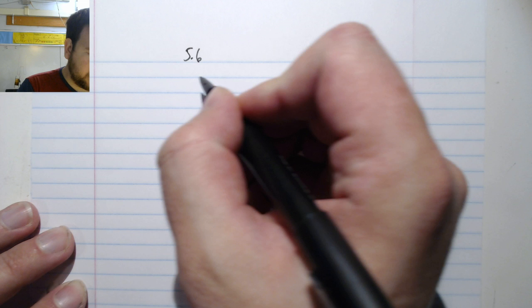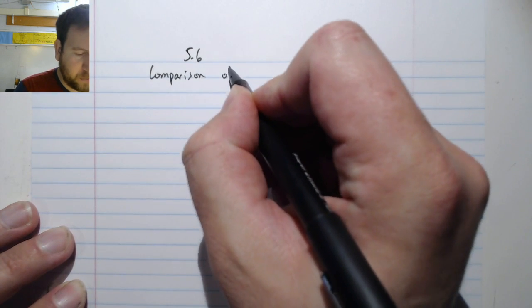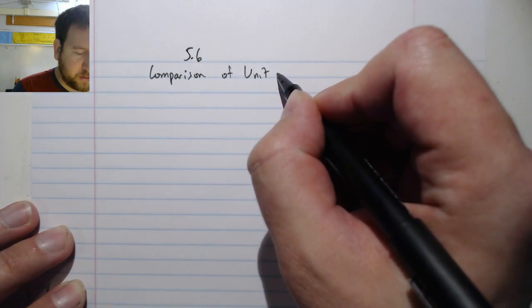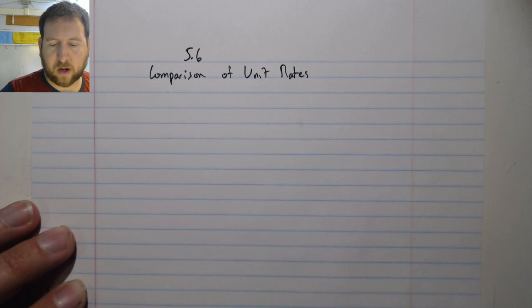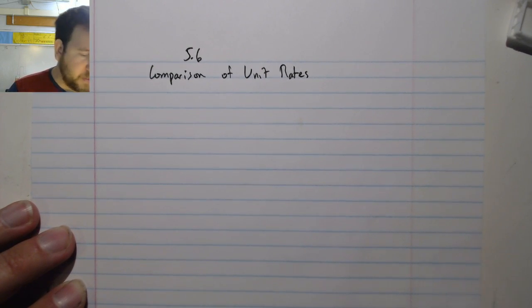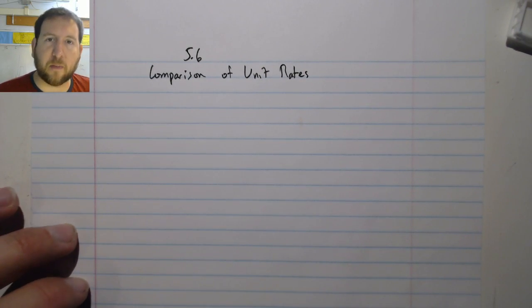All right, we are going to talk about going on to the next section, and we are doing comparison of unit rates. We are doing 5.6, comparison of unit rates. So just like last time, we talked about unit rates, and this time we're going to be comparing them in different ways.